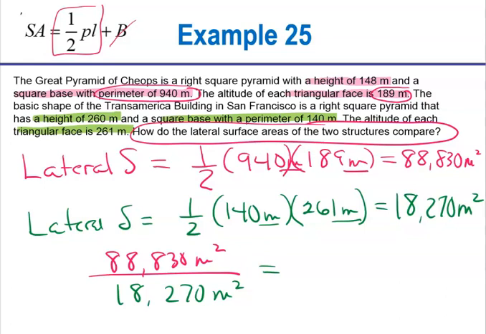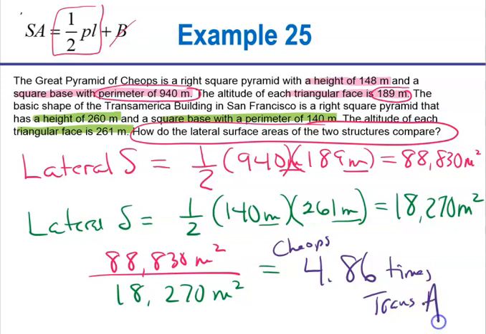So here we go, 88,830 divided by 18,270 gives me 4.86. Let's just stop it there, okay? The decimal continues. So we could say that Cheops, that's the bigger one, is 4.86 times Transamerica. Okay, and we're talking about lateral surface area. So really, if I wanted to make a good sentence, I would say the pyramid at Cheops is 4.86 times the surface area of Transamerica, or the lateral surface area. Still didn't use all the correct words.